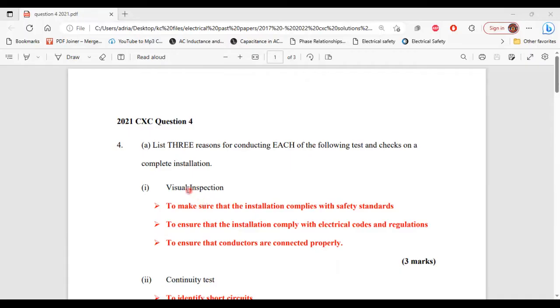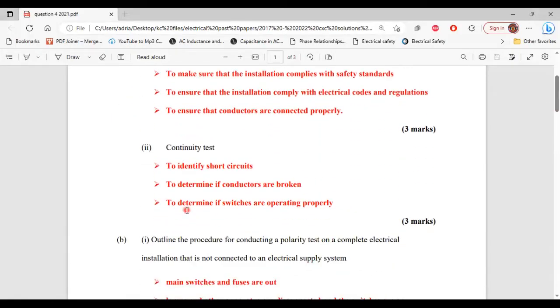So let's begin. Part A of 4. It says, list 3 reasons for conducting each of the following tests and checks on a complete installation. Part 1 of A, visual inspection. So the 3 reasons are: 1, to make sure that the installation complies with safety standards. 2, to ensure that the installation complies with electrical codes and regulations. 3, to ensure that conductors are connected properly. Alright, so that's it for part 1 of A.